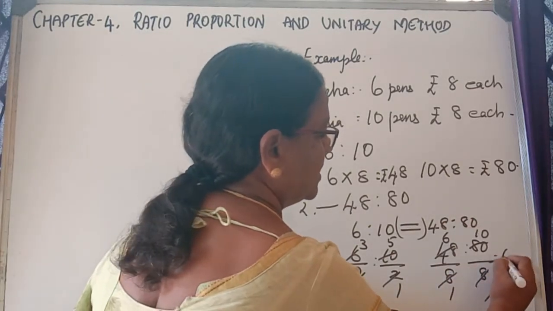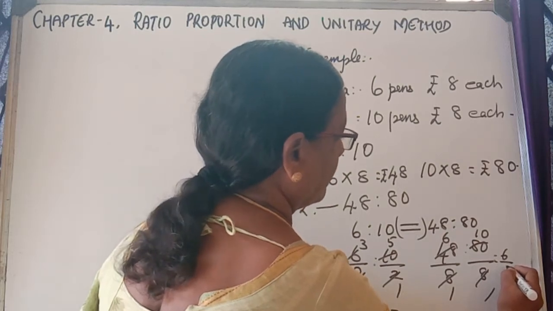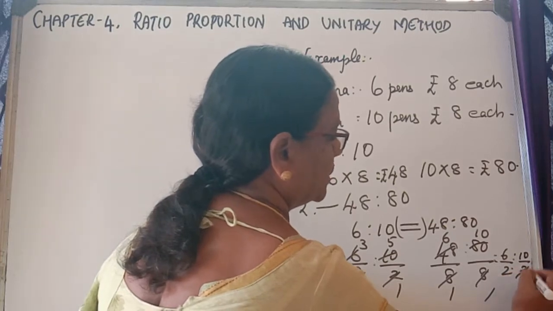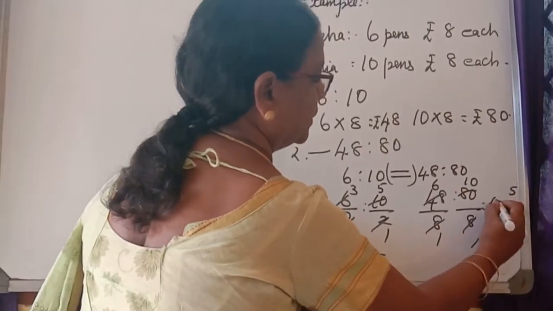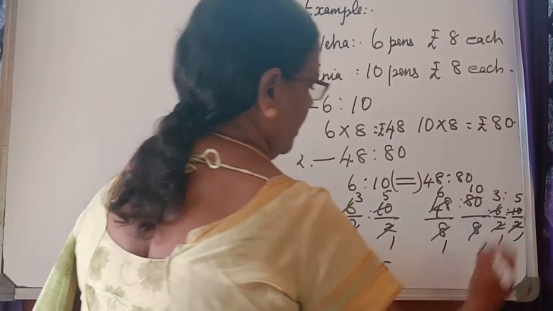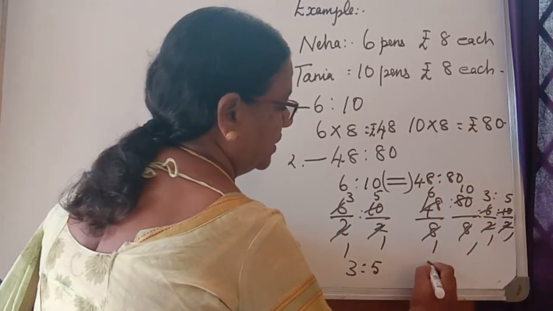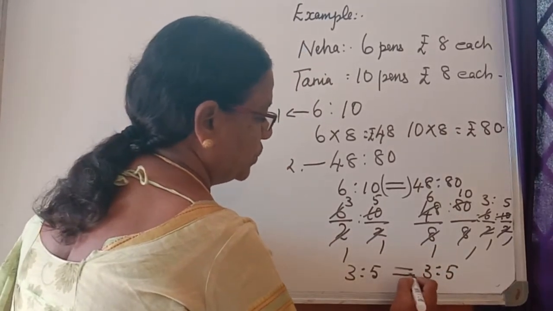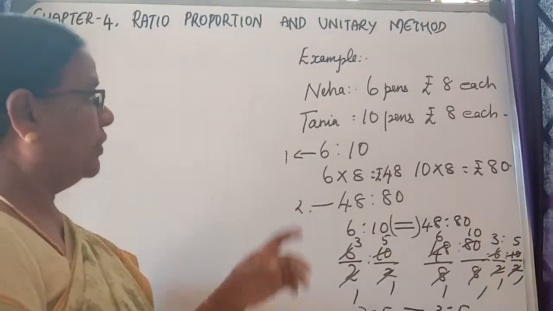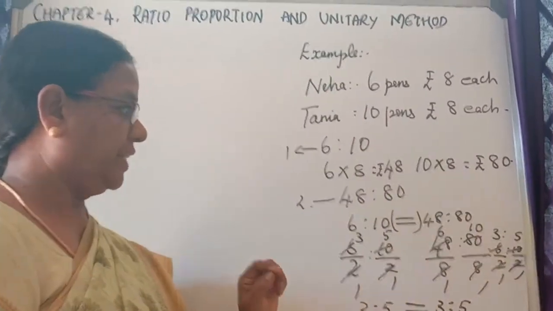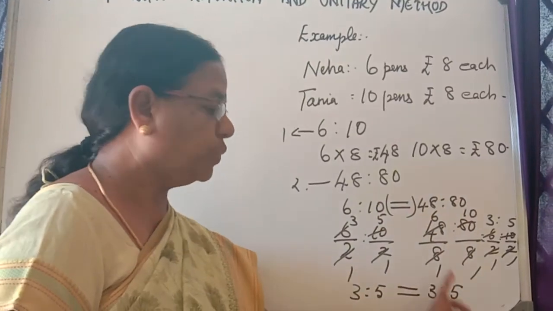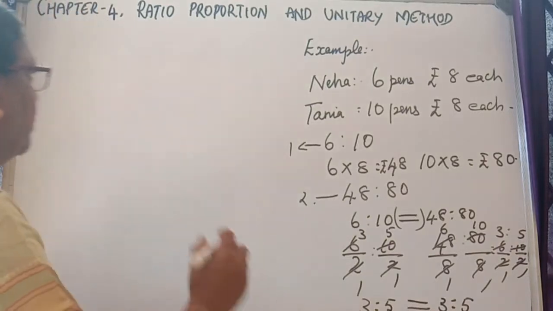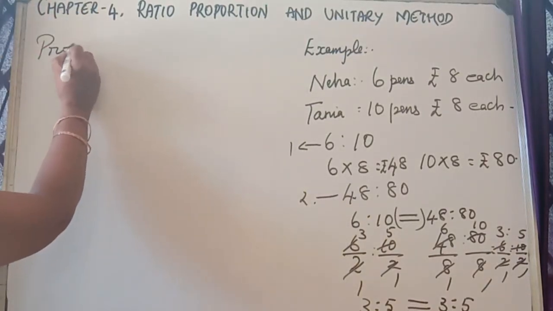Again we can reduce to the simplest form. 6 is to 10 divided by 2 by 2. 2 ones are 2, 5 twos are 10, 2 ones are 2, 3 twos are 6, 3 is to 5. Now, this also we are getting 3 is to 5. Both the ratios are equal. Now, a ratio is comparing two quantities. Now, we are comparing two ratios, whether they are equal or not. That is called proportion.